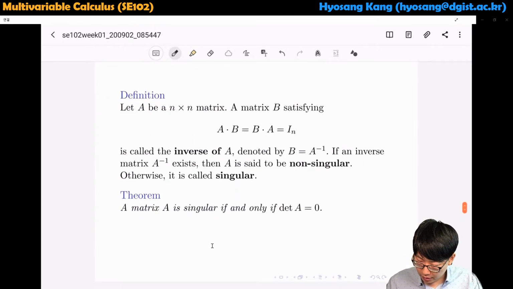Right, I don't think that will ever appear in this course. Probably this is more suitable in the linear algebra course.